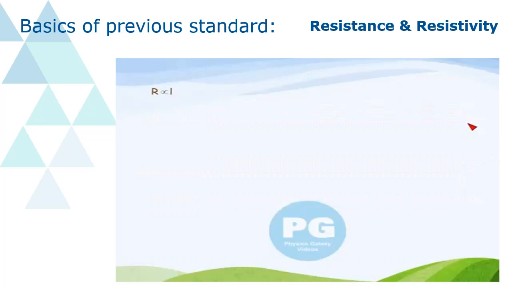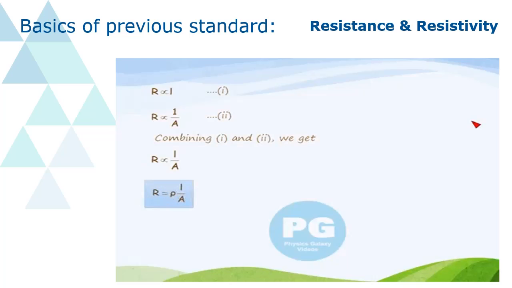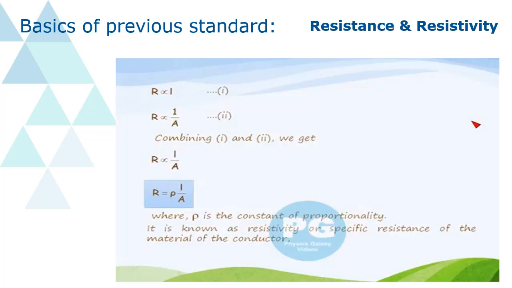How? Let's see. From the two factors, that is the length and area of cross-section, we have already seen that resistance is directly proportional to the length of the conductor and inversely proportional to the area of cross-section of the conductor. Taking these two as 1 and 2, and combining them, we can write resistance, that is R, is directly proportional to L upon A. If we equate this proportionality, we can write R is equal to rho L upon A, where ρ is the constant of proportionality, that is known as resistivity, or the specific resistance of the material of the conductor.